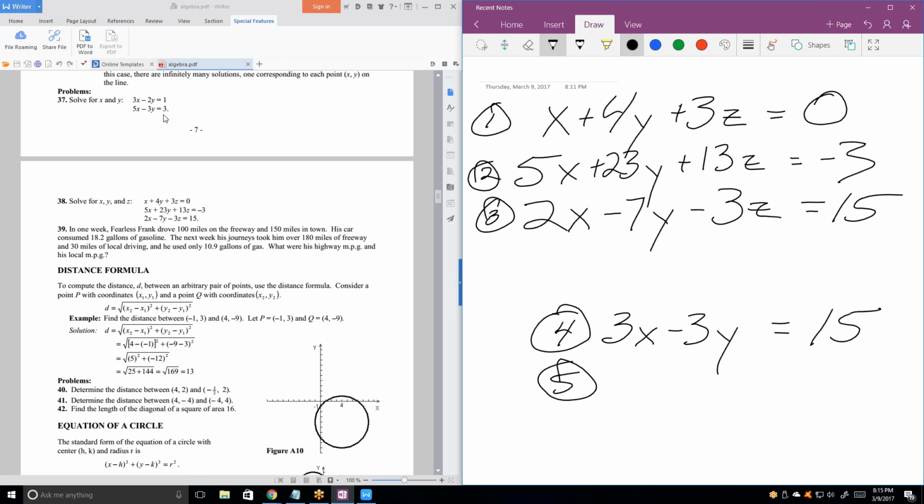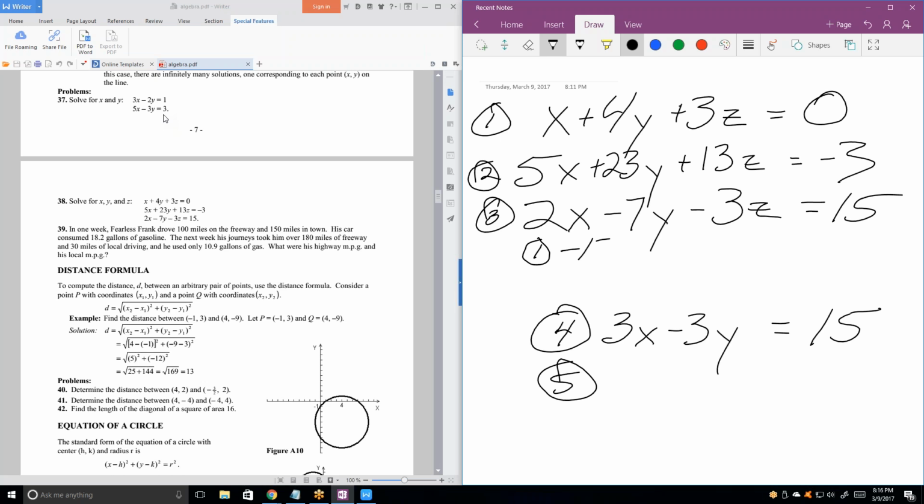Well, as I said, I've got to use either 1 and 2 or 2 and 3. Let's use 1 and 2, only because 1 has really small numbers. So I'm going to rewrite 1. Common denominator between 3z and 13z is 39. So if I multiply equation 1 by 13, I'll turn this into 39z. And if I multiply equation 2 by 3, I'll turn this into 39z. I would prefer one of them be negative so that I can end up adding the two equations. So let's start off by multiplying equation 1 by minus 13.